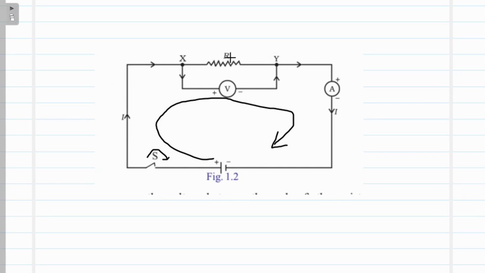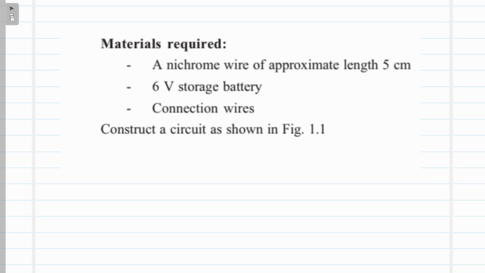After the current crosses the resistor, some change will happen in the voltage. What is the difference between these points? That's the potential difference. So I want to use an ammeter between these two points. After the resistor, I want to know the current value, because from this side I know it is 6 volt.